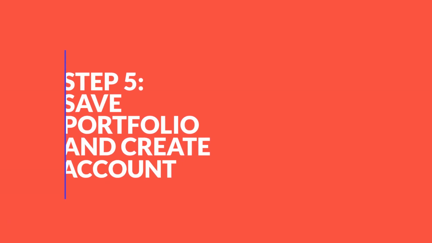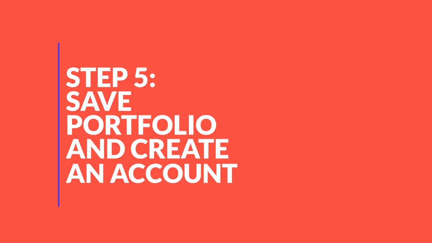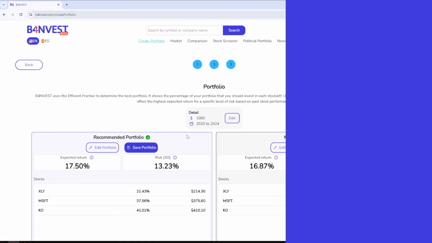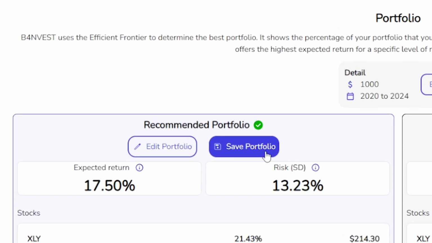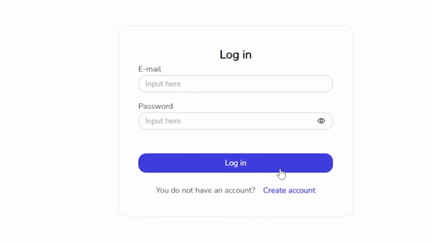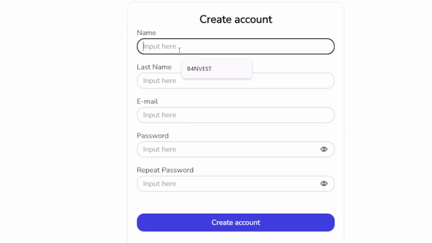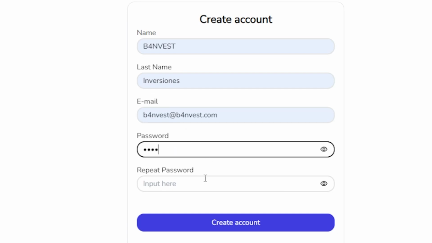Step 5. Save portfolio and create an account. To save your portfolio and start investing, you will need to create an account and log in to B4NVEST. If you don't have an account, it's time to register. To do so, click Create an Account, fill in the requested information, and verify your details.